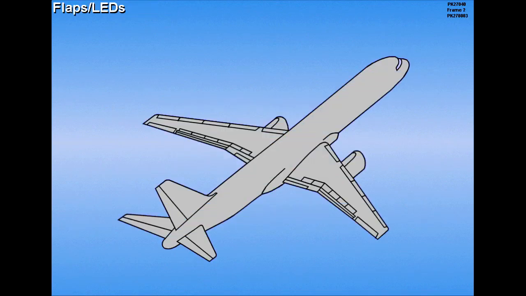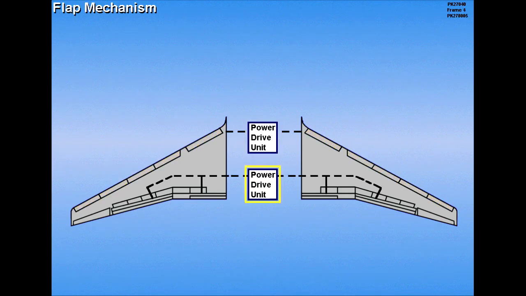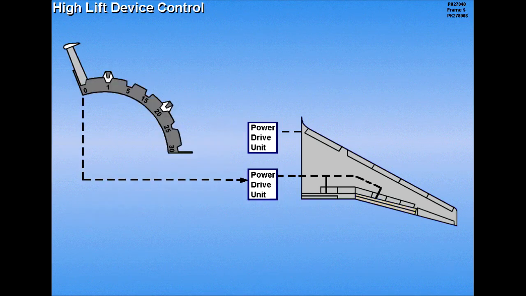The high-lift devices consist of leading-edge slats and trailing-edge flaps. The leading-edge slats are mechanically connected and operated by a power drive unit. A second power drive unit operates the trailing edge flaps, which are also mechanically connected. The flap lever controls the flap power drive unit, which in turn controls the slat power drive unit.